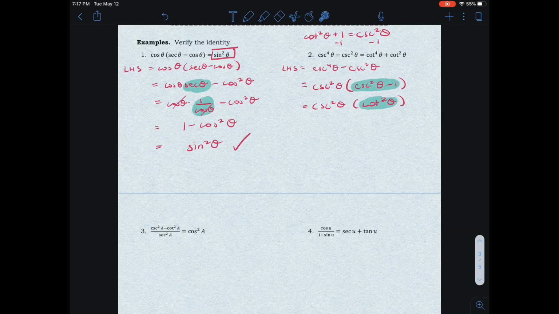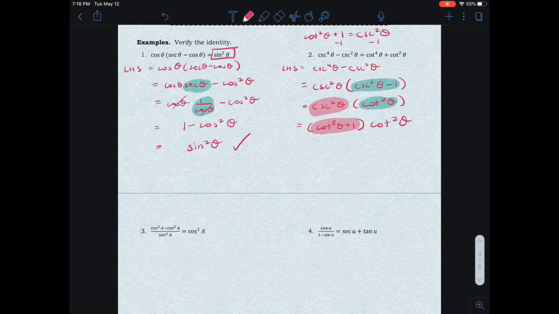So the question now is, how do I get rid of this cosecant squared of theta? And if you noticed, we used this identity already, right? And if you notice, I can just use it again. This time I can just replace cosecant squared of theta with cotangent squared of theta plus 1. So in this case, let me just use a different color here. I'm going to be replacing cosecant squared of theta with cotangent squared of theta plus 1. And again, this is just using my Pythagorean identities.